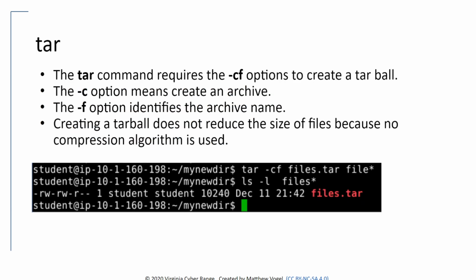Okay, so here's a good example. The tar command requires the -cf options to create your tarball. The -c option means to create an archive, and the -f option identifies the archive name.